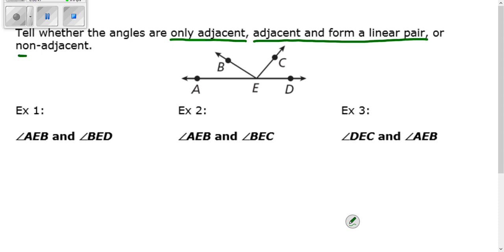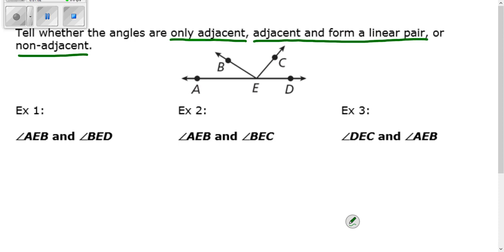Or non-adjacent. So they do not share a side. They are not side by side. And then do not add up to 180 or anything else like that.